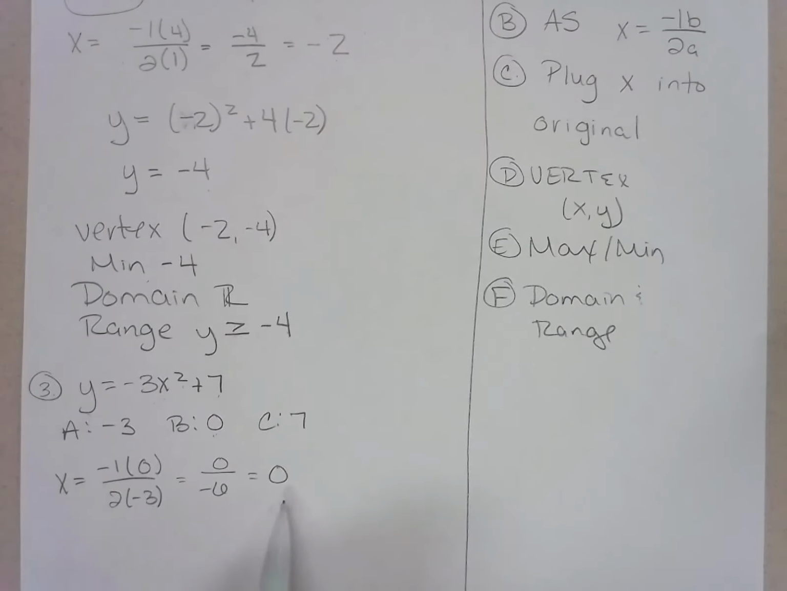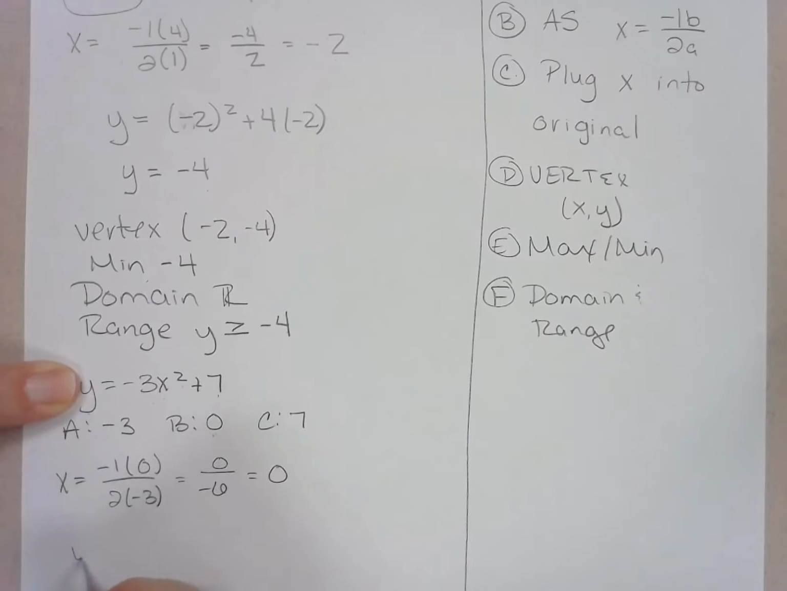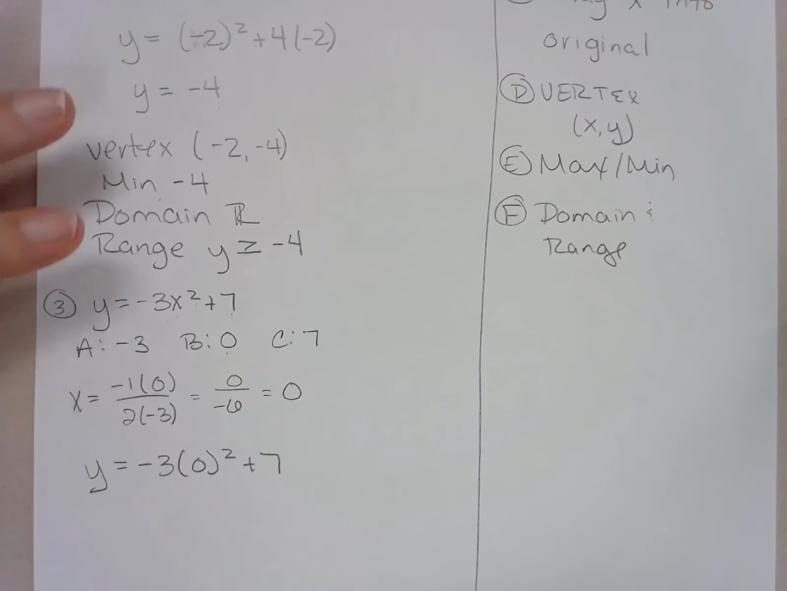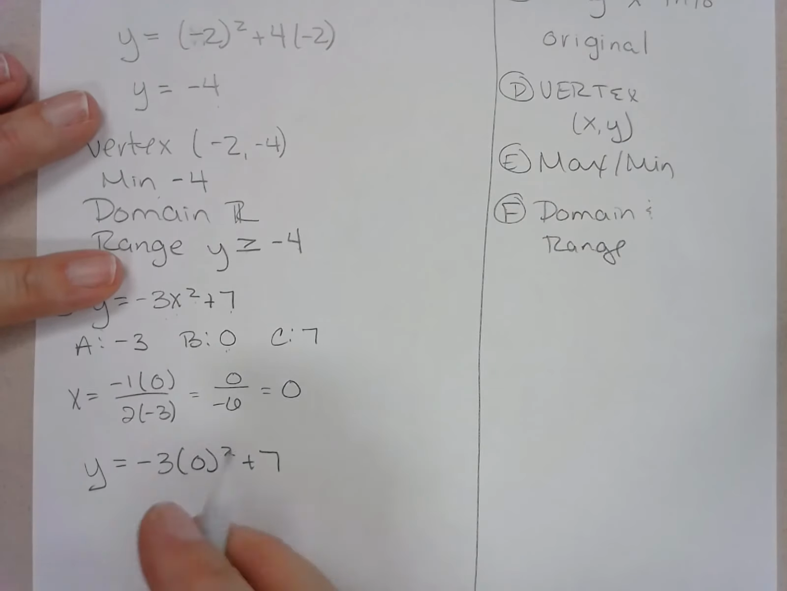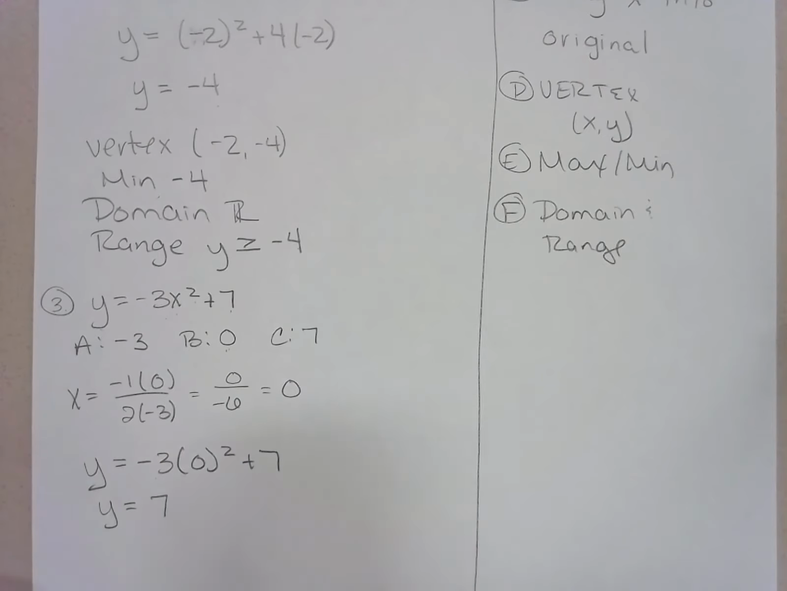We're going to take that and plug it back into our original equation. So we're going to go back to here and say y equals negative 3 times 0 squared plus 7. And we can plug that into our calculator, but 0 squared is 0 and 0 times negative 3 is 0. So 0 plus 7 is y equals 7. So we've plugged it into the axis of symmetry formula, found the axis of symmetry, and plugged it into the original function to find our y value.